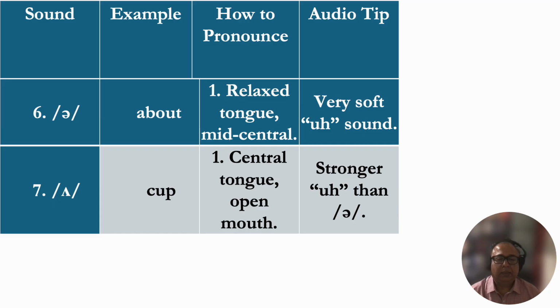6 is about. Your tongue is relaxed and it's in the mid-central position. So it's a very soft about. It's not very distinct. Okay, about. And number 7 is in the central tongue and it's much stronger than the previous one. Remember, that was very soft, but this one is strong. It's as in cup, cup.